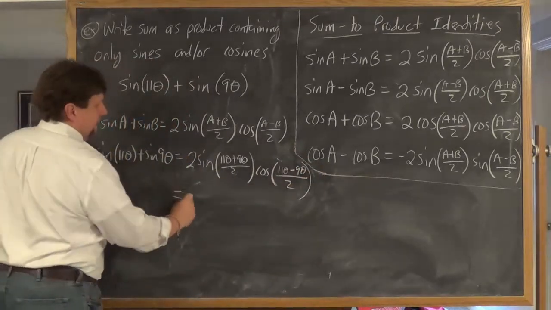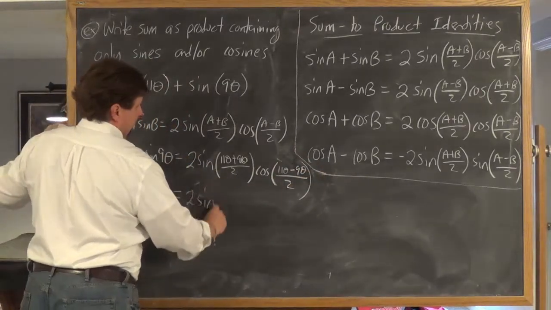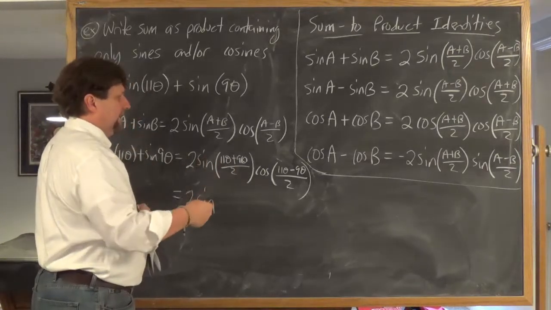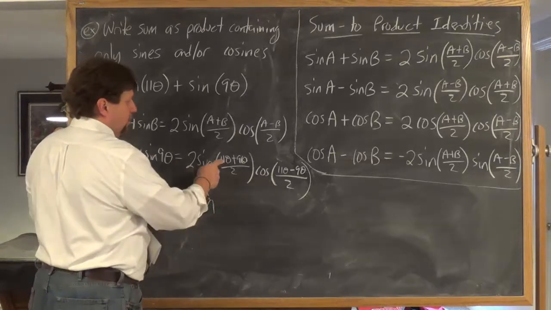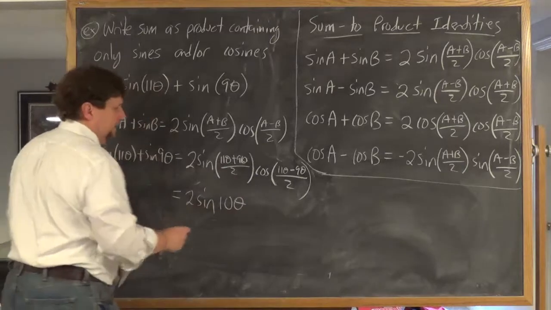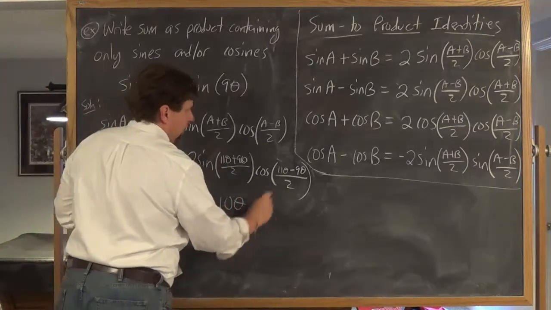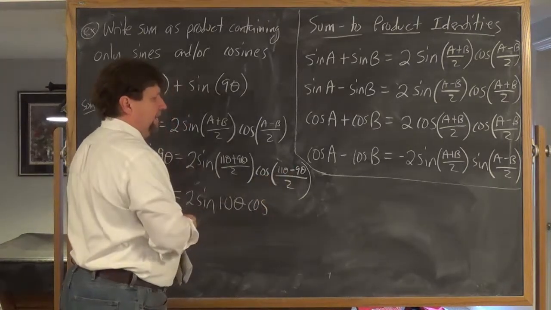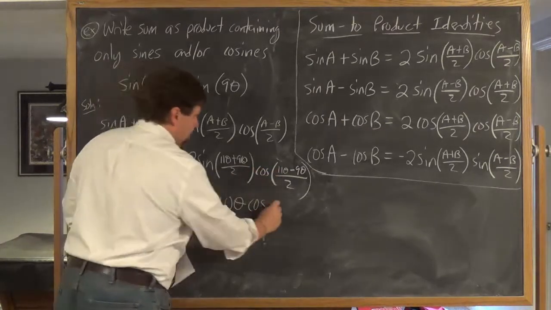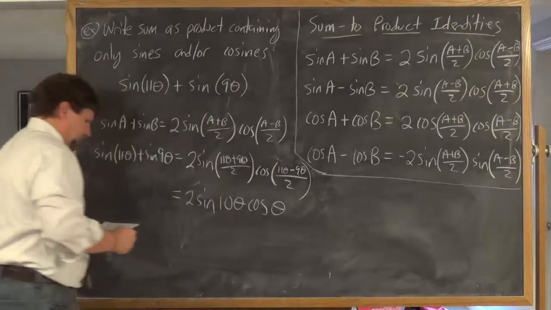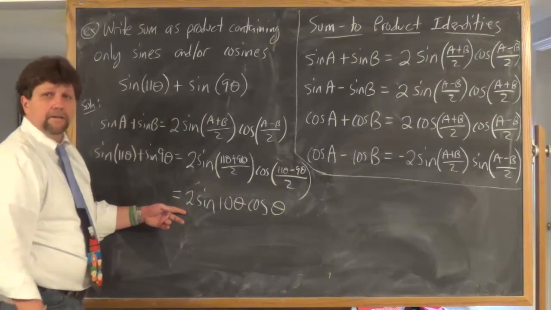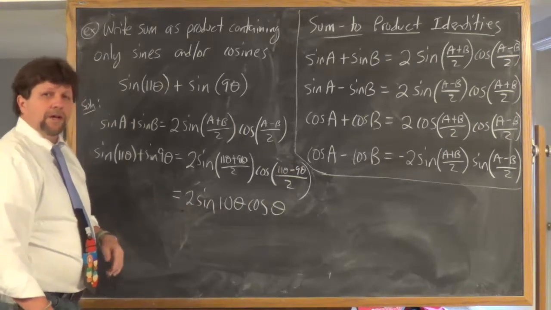And cleaning this up, we would have 11 theta plus 9 theta. Well, 11 theta plus 9 theta is 20 theta. 20 theta divided by 2, well, 20 divided by 2 is 10 theta. And 11 theta minus 9 theta is 2 theta. 2 theta divided by 2 is theta. And that's it. Let's look at one more example.